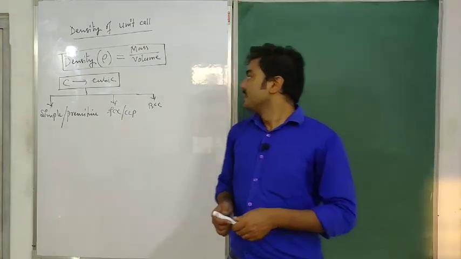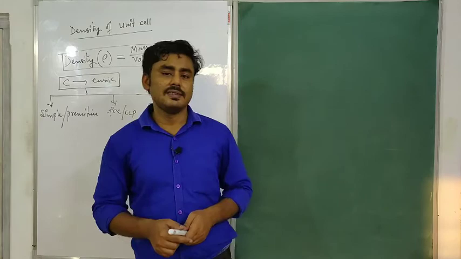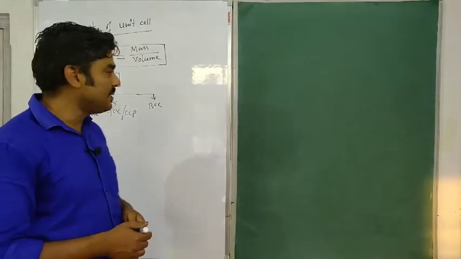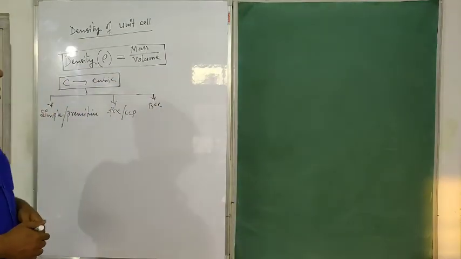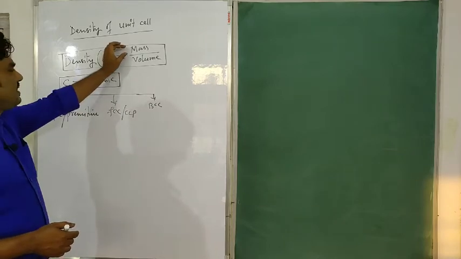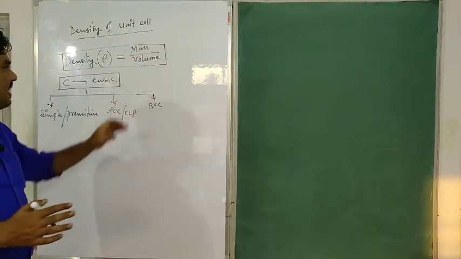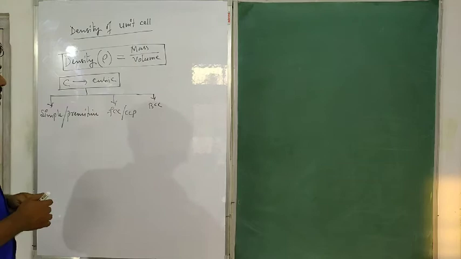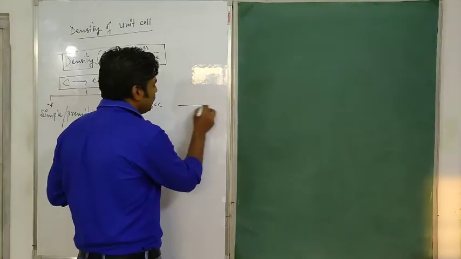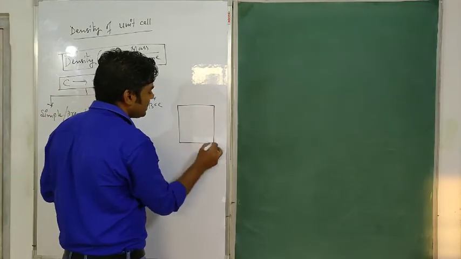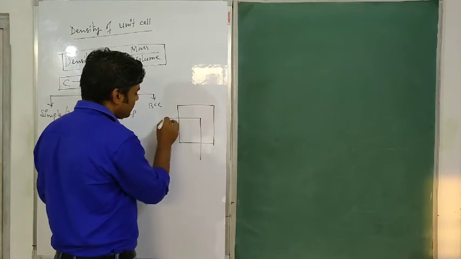Okay guys, so here we have to find out the density of the cubic unit cell. To find out the density of the cubic unit cell, we need the mass of that unit cell and the volume of that unit cell. Okay, so let me draw a unit cell here. Say it is our cubic unit cell.